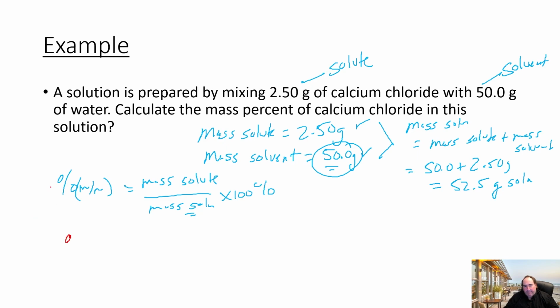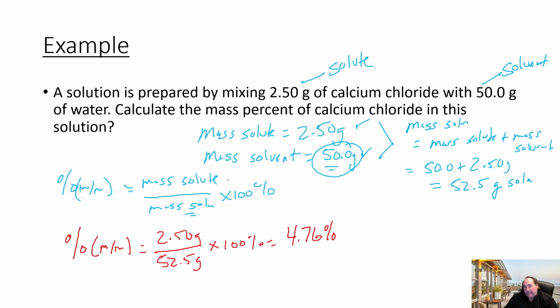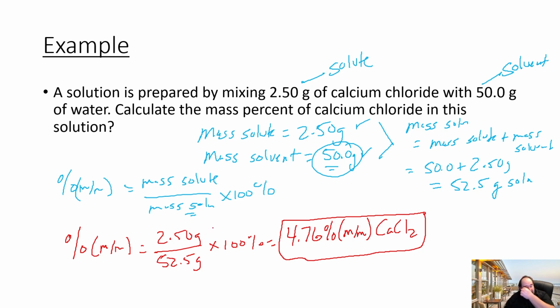Let's pop it in. Percent mass to mass is going to be 2.5 grams divided by 52.5 grams of solution times 100%. It's going to give us 2.5 divided by 52.5 times 100, not 1,000, but 100, which is 4.76. So this would be 4.76% m/m, which is a good way to write that. And you could even put what it is, calcium chloride. Any questions on that one?